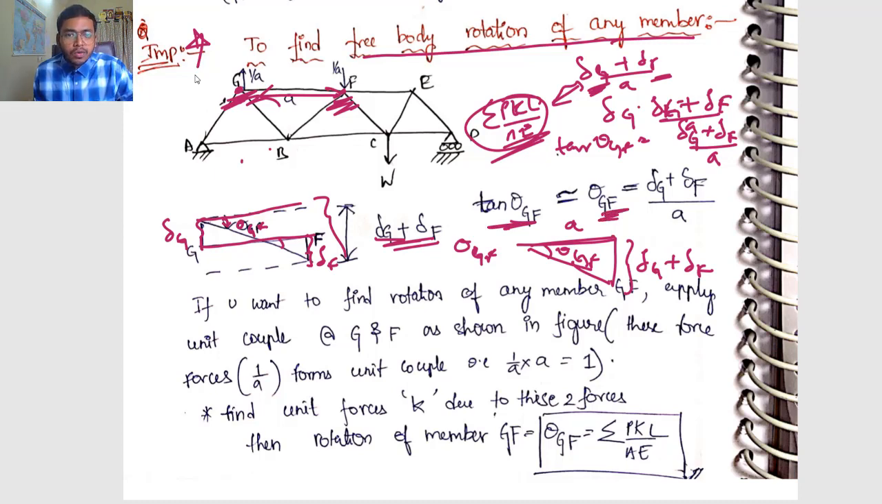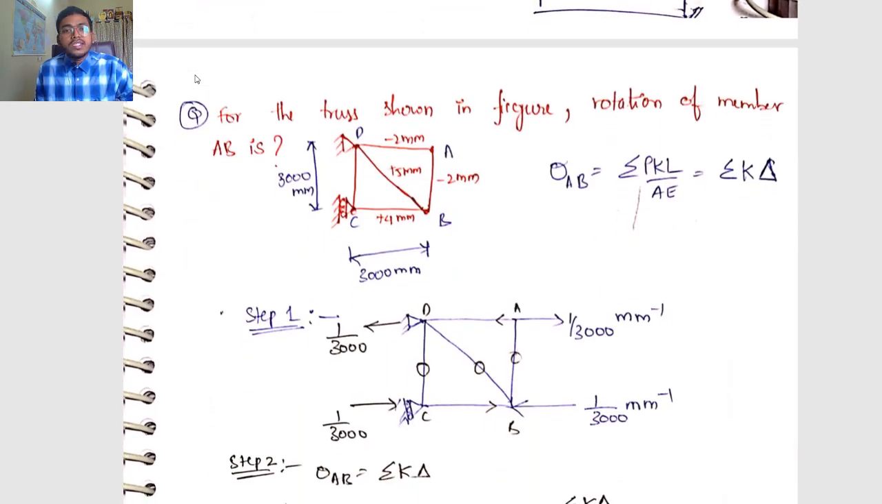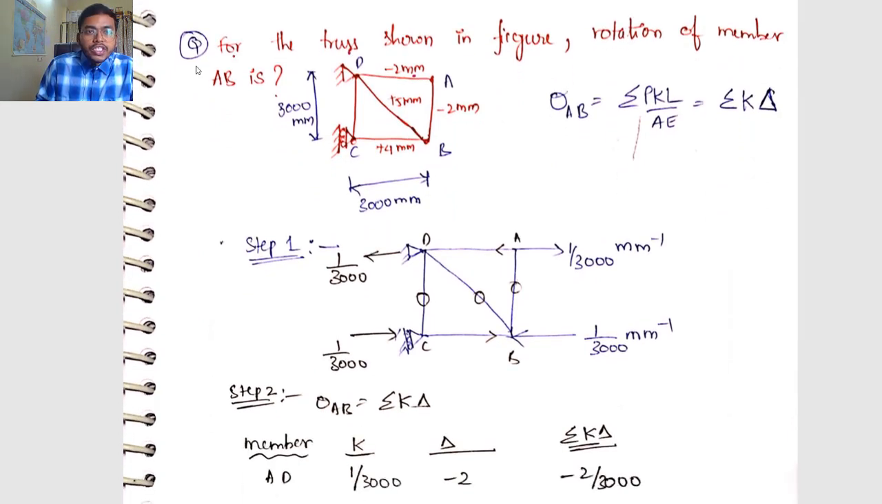So this is the hack which I want to teach you. First read the question carefully and then decide whichever method you want to use to solve it. In this question, he is asking us to find the rotation of the member AB. For a truss shown in the figure, the rotation of the member AB is... where is our AB? This is our AB. A very good thing about this question is that it is very simple.